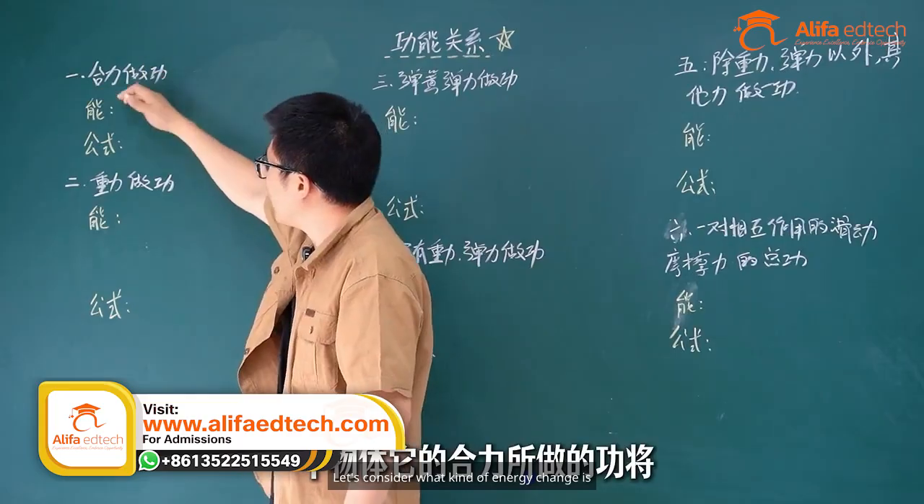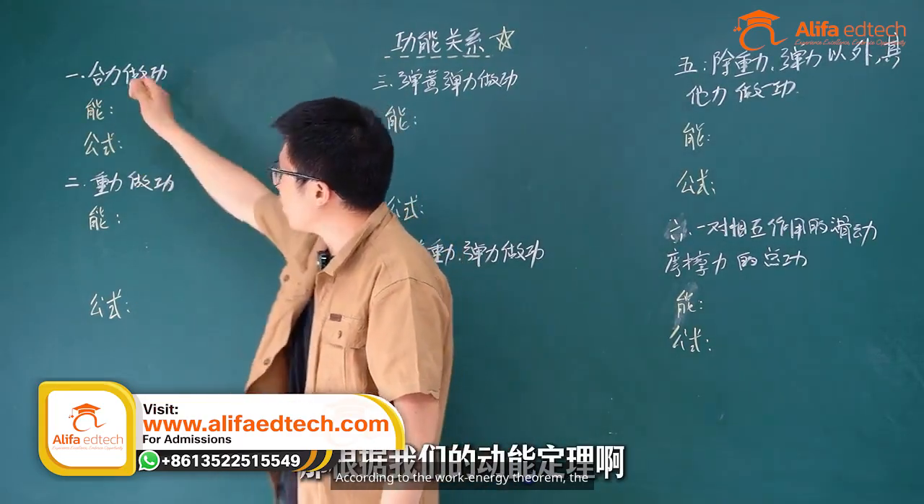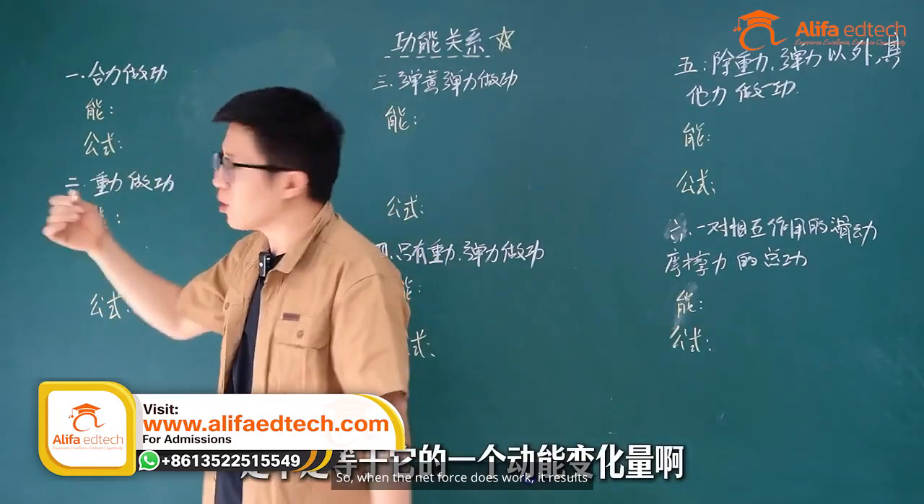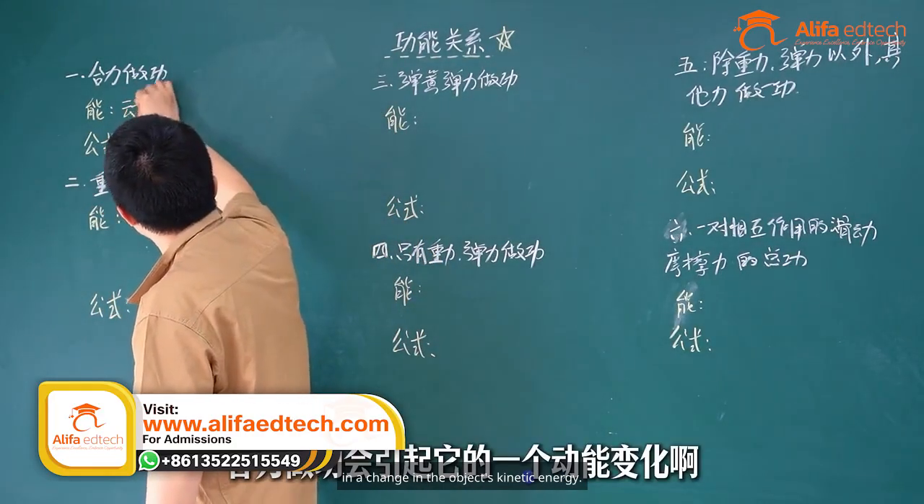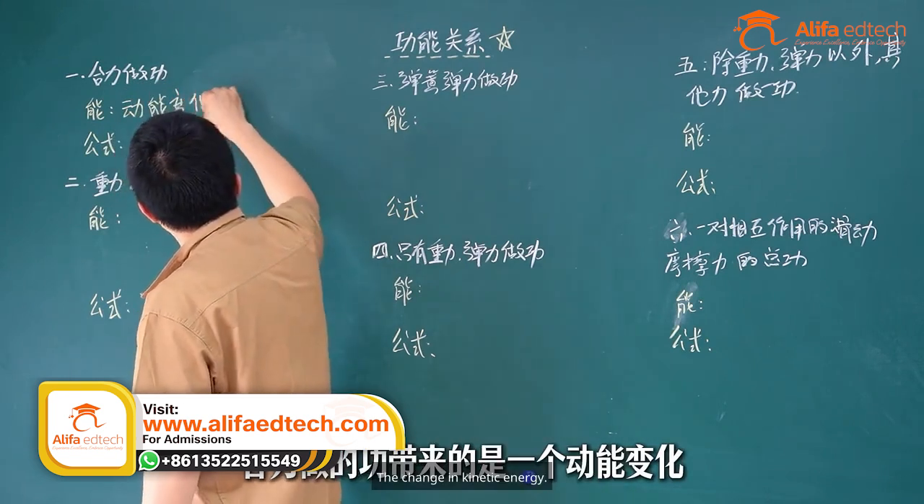Let's consider what kind of energy change is caused when the net force does work on an object. According to the work-energy theorem, the work done by the net force on an object is equal to the change in its kinetic energy. So when the net force does work, it results in a change in the object's kinetic energy. The work done by the net force leads to this change in kinetic energy.